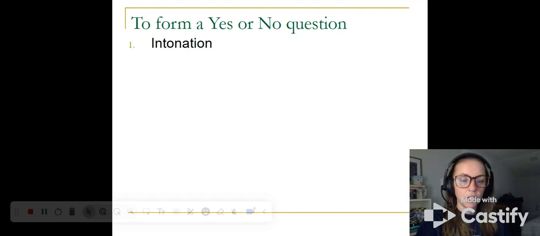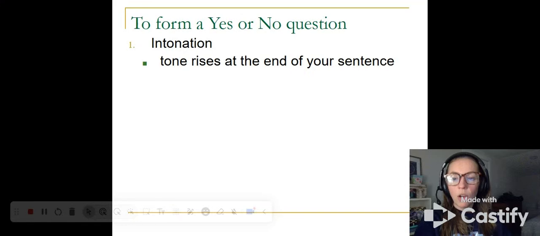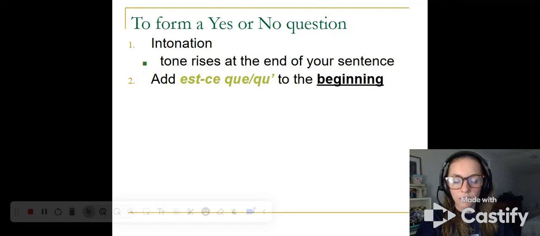We call it intonation. All it means is that we raise our voice at the end of a sentence. So think about the difference between "you speak French" and "you speak French?" When I raise my voice at the end, now it becomes a question just based on the fact that I raised my voice.